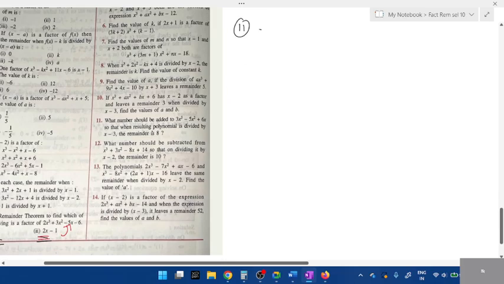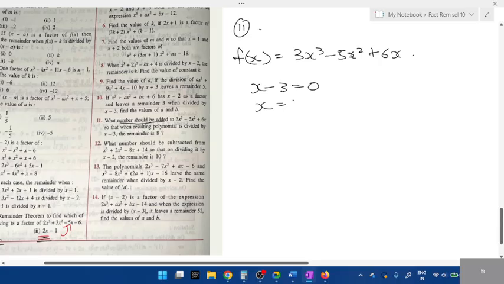Look at the 11th one. It's the same concept. What number should be added? Whether adding or subtraction, it doesn't matter, student. Concept is same. What is f of x? For the 11th one, 3x cubed minus 5x squared plus 6x. What number should be added so that the resulting polynomial is divisible by, what's the value given? x minus 3 is equal to 0, x is equal to 3. And is anything mentioned here? Remainder?